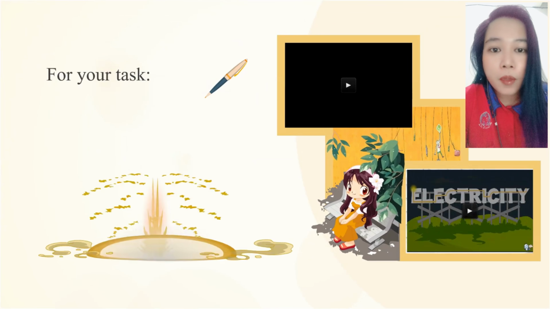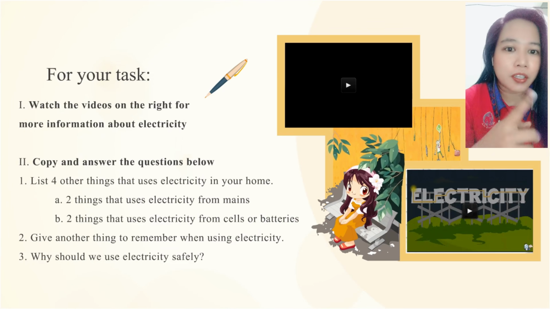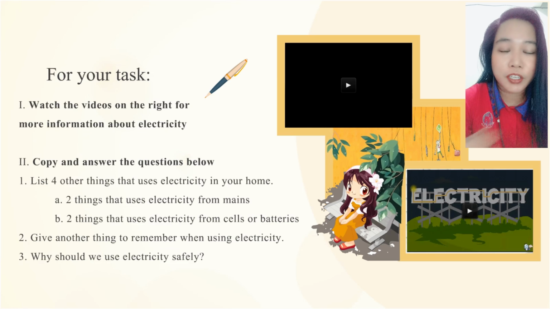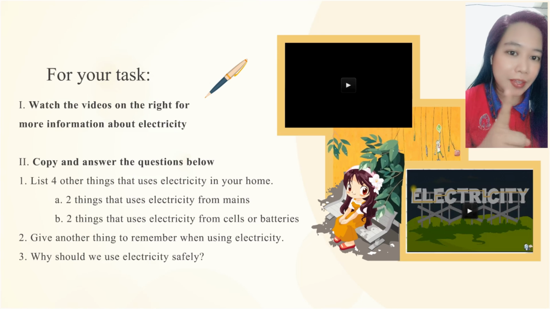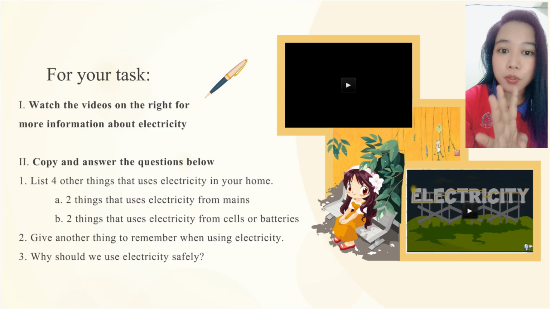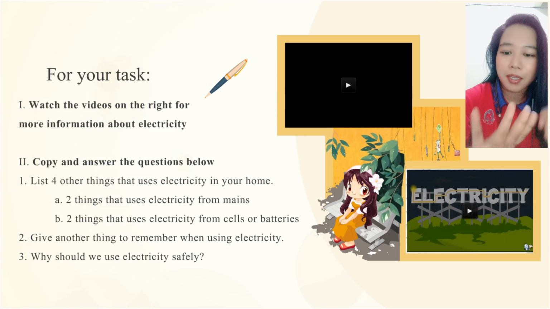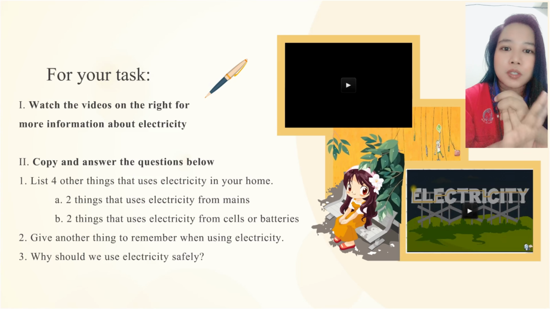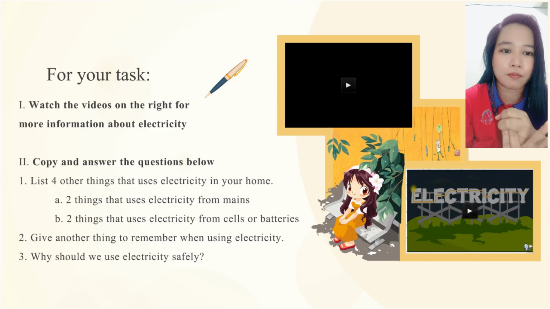Okay, so for your task for today, I want you to watch the videos that I'll be sending later on. It's actually on the presentation. There are 2 additional videos, and I'm going to be sending the link also. That's the first task. Number 2, I want you to copy and answer the questions below. First question, list 4 things that use electricity in your home: 2 things that use electricity from the mains, and 2 things that use electricity from cells or batteries. As much as possible, list other things that I have not mentioned in this presentation.